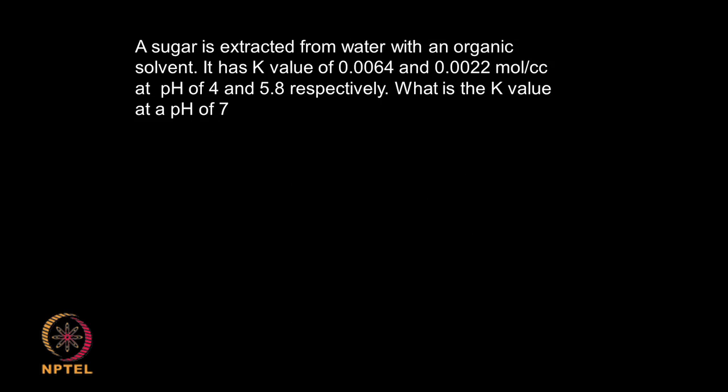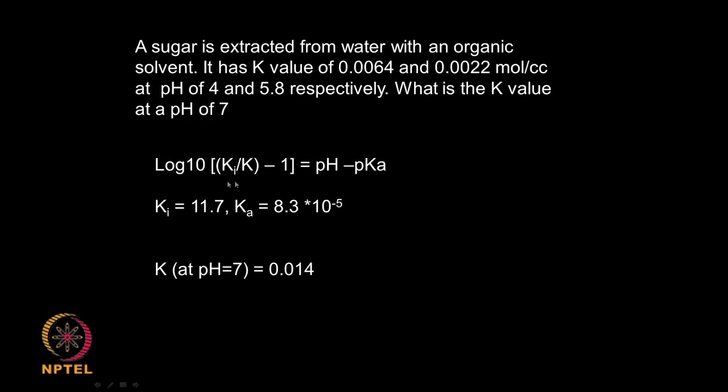Now, let us look at a simple problem. A sugar is extracted from water with an organic solvent. It has a K value of 0.0064 and 0.0022 mole per cc at these two pH values. What is the K value at a pH of 7?